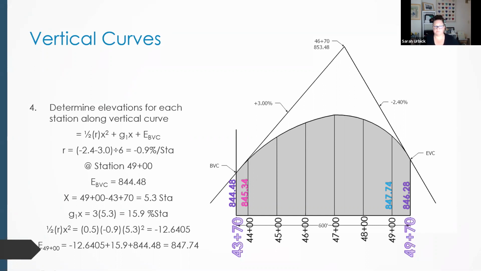what do we get? I should do the math. Negatives cancel, gives us a positive. 3 divided by 0.9 is 3.33. 3 1/3, yes. So we get 3.33 stations.